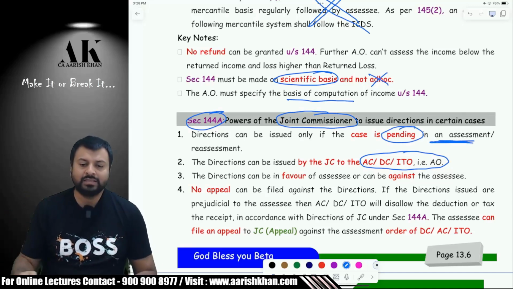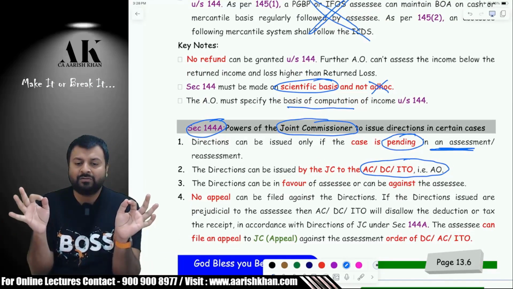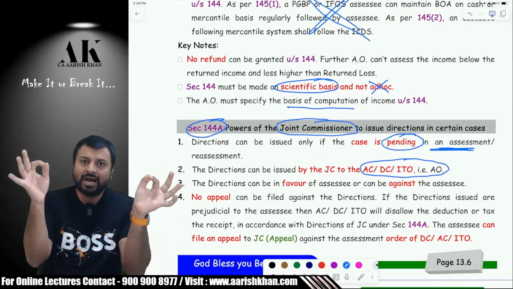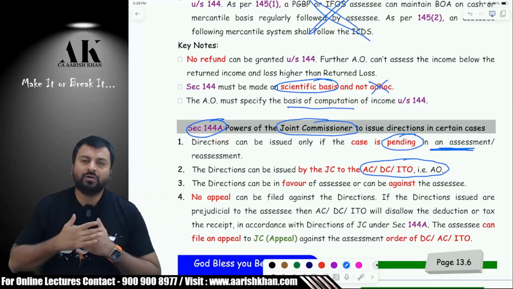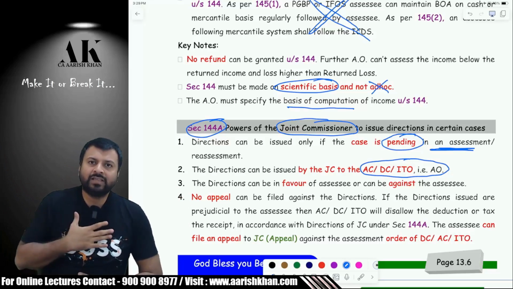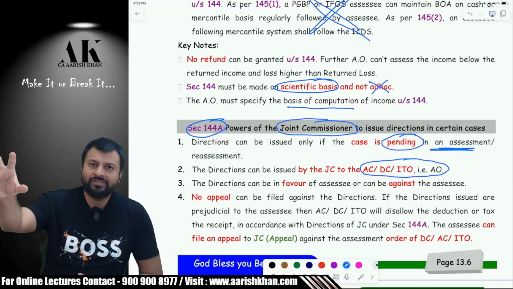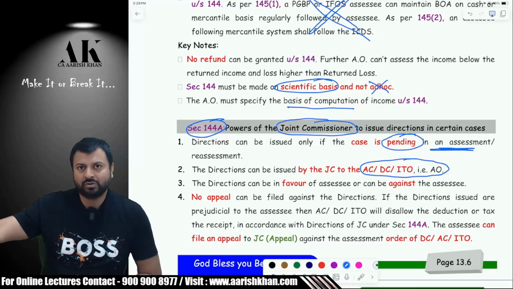Be very careful. The assessment is what? The assessment is pending. And these three people are what? These three people are the assessing officer. Now, there is a JC who is always observing these people. If the AO has some problem with assessment, the AO can go to JC for help. Or if the assessee has some problem, the assessee can go to JC for help.